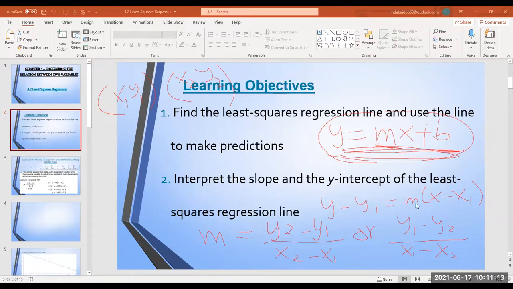We can also use this. If you use the second one, the final answer has to be in this form. They both involve m, and this is the formula for m: change in y divided by change in x. You can name these values your ones, and this is your twos.